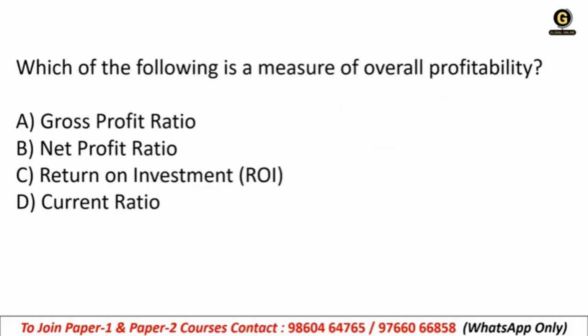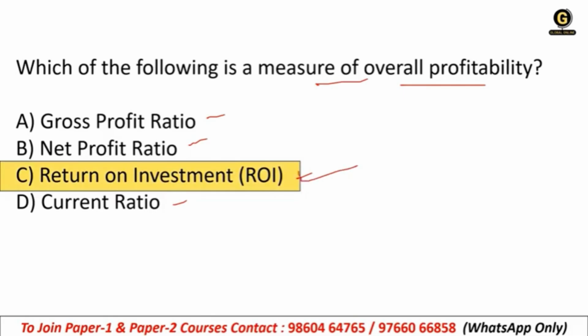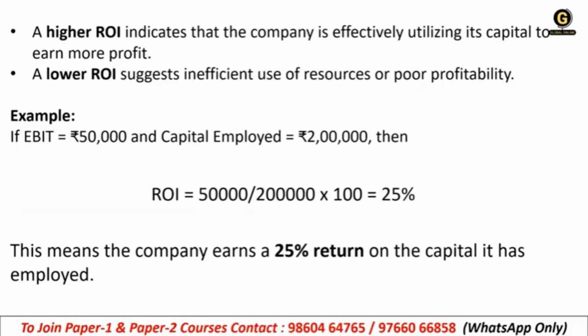Clear? Next, which of the following is a measure of overall profitability? Gross profit ratio, net profit ratio, return on investment, or current ratio? Give your answer. All right. So the right answer is option C, return on investment. Clear? A higher ROI indicates that the company is effectively utilizing its capital to earn more profit. Getting it?